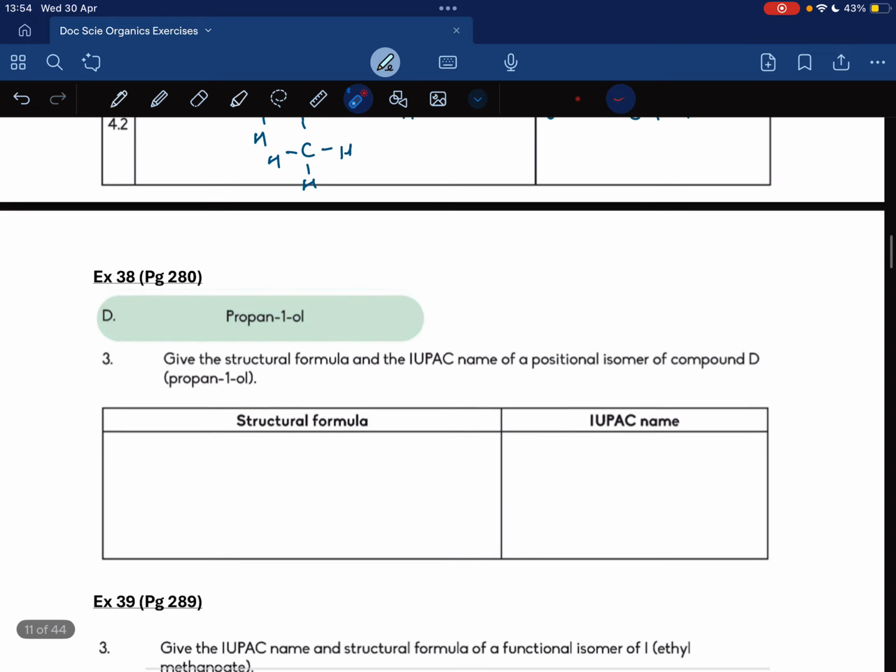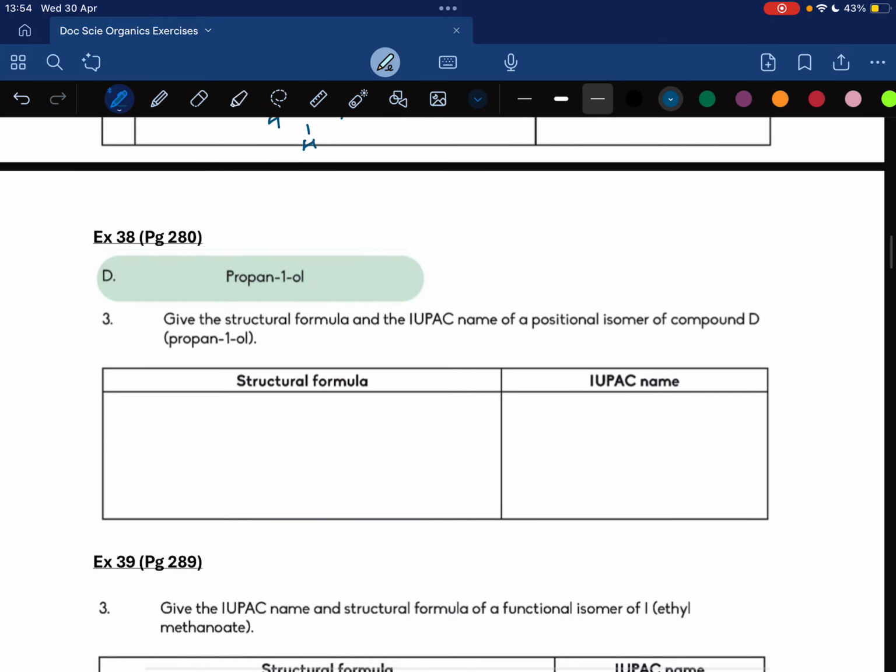Okay, then exercise 38 on page 280, number 3. It asked you for the structural formula and IUPAC name of the positional isomer for compound D, which was propan-1-ol. Again, start by writing out the formula, and then pause the video and try to see if you can figure out a positional isomer for this one.